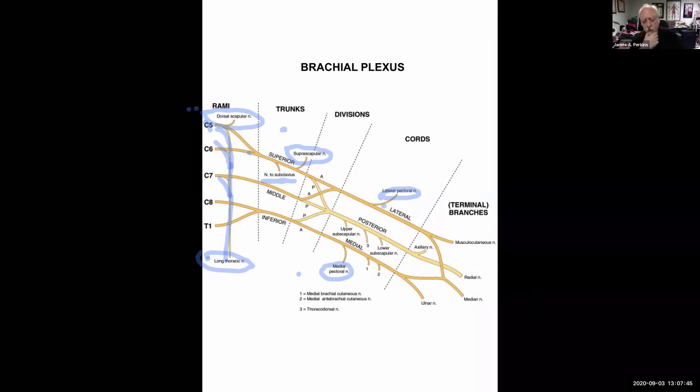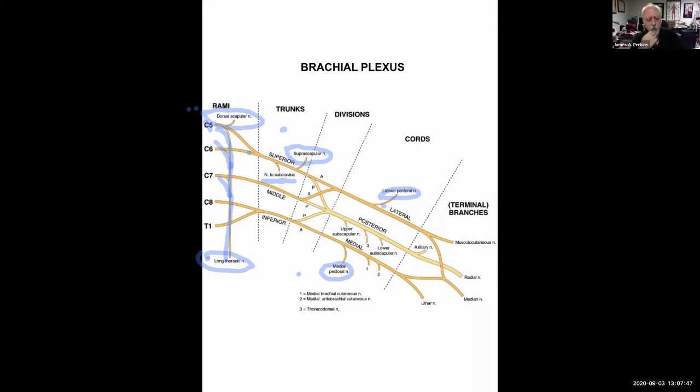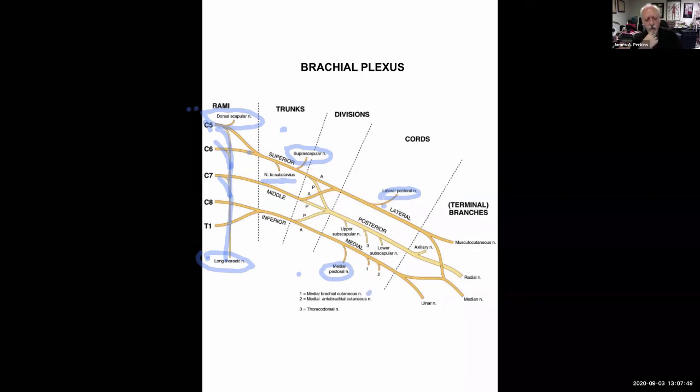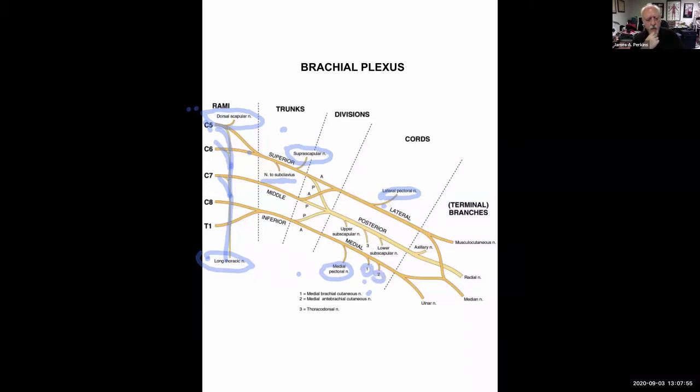A couple of other branches off of the medial cord, which are numbered here because I couldn't fit the names in next to the branches. There are a pair of cutaneous nerves. Sometimes when you see the word cutaneous, well, the word cutaneous means skin. And so oftentimes when you see the word cutaneous in a nerve, it means that it's a sensory nerve, that it's only responsible for sensation from an area of skin. That's not always the case, and I'll show you an exception in a minute.